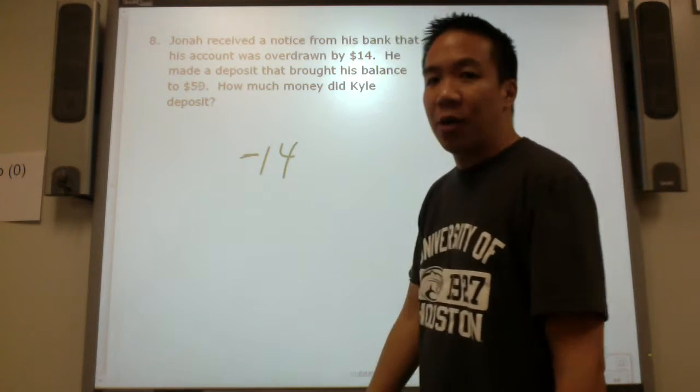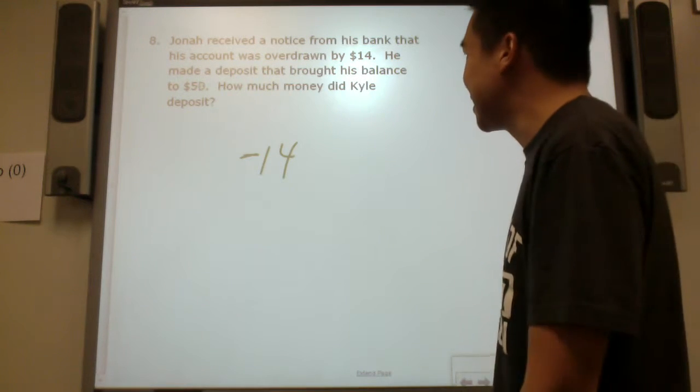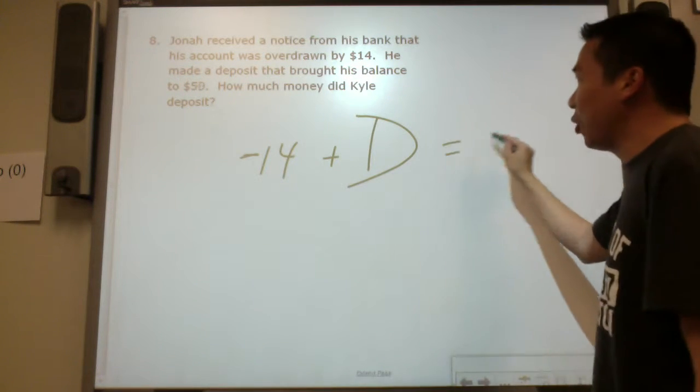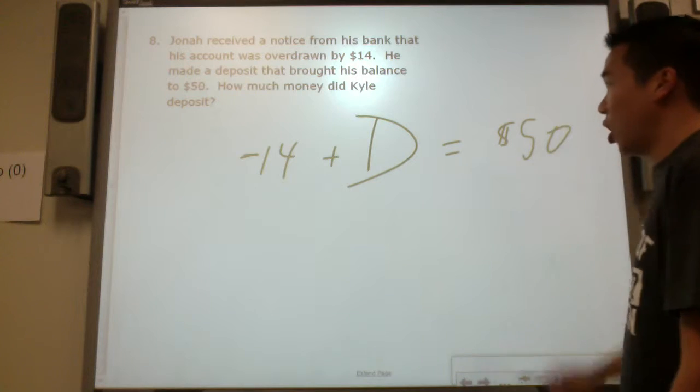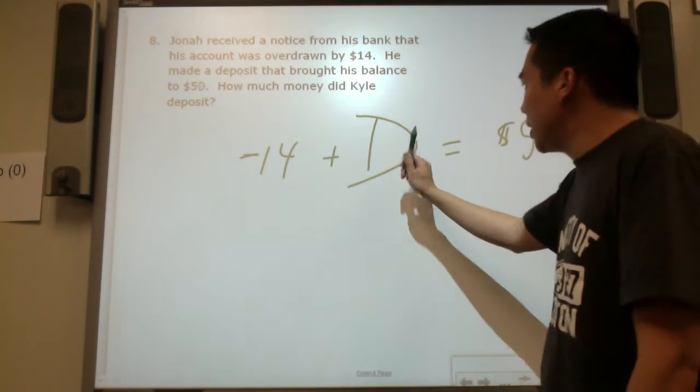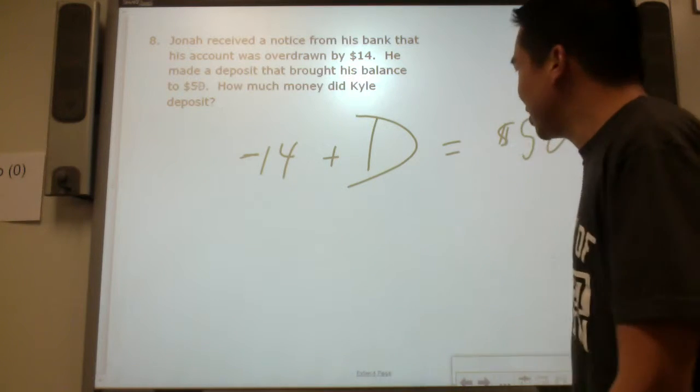Number 8. Jonah received a notice from his bank that his account was overdrawn by $14. That means he took out more money than he has. He made a deposit, he put money in, and now he has $50. How much money did he deposit? How much money did he put in? So now he has $50.